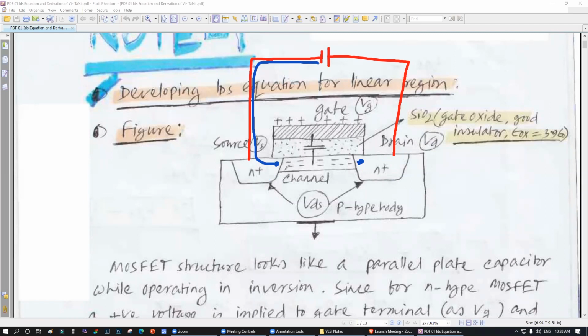Let's say there is a river, so that this car cannot go to the other side. How can you make it go to the other side and complete the circuit? There's one way: you have to make a bridge. You have to make a channel. Channel means there is a road. You have to make a road.